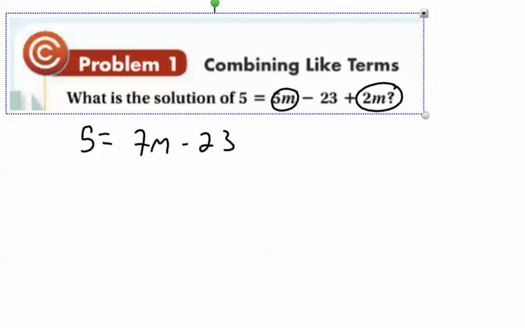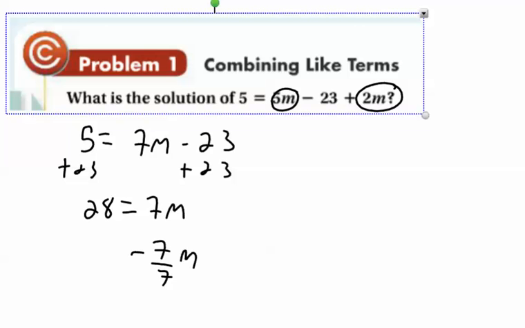So then this is just like a two-step equation that we had before. So I'm going to add 23. I'm going to add 23. I get 28 equals 7m. And then the opposite of multiplying is dividing. So I'm going to divide both sides by 7. And then I get 28 divided by 7. So m is 4. That seems easy enough, right?